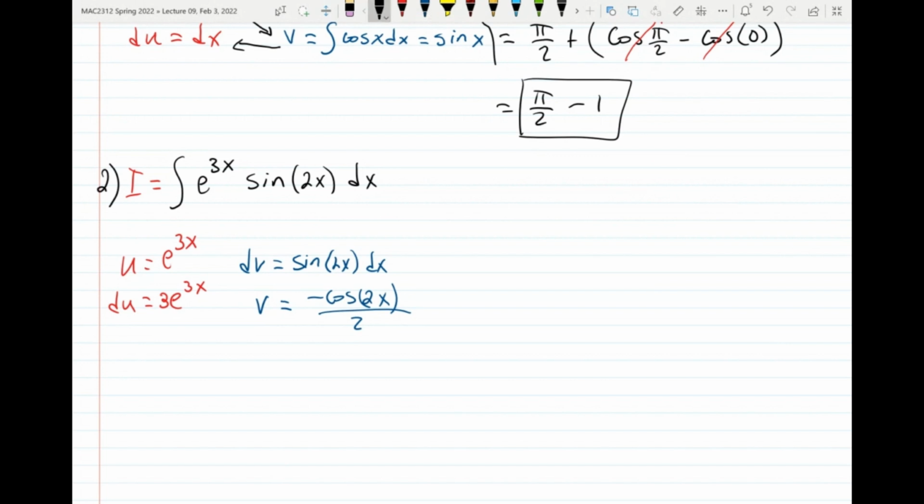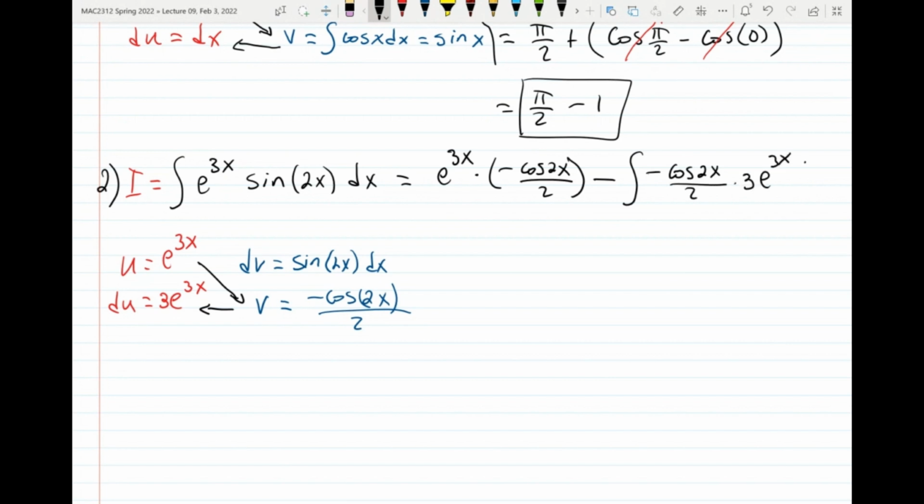Okay, so now let's use our formula. uv, so e to the 3x times negative cosine of 2x over 2, minus the integral of v du. So v, negative cosine of 2x over 2, times 3 e to the 3x dx. Oops, wait, I forgot the dx here.